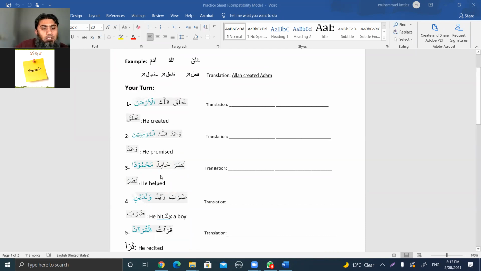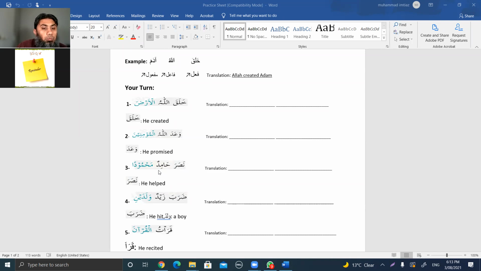Okay. Next one was Nasara Hamidun Mahmudan. Now, Nasara is fail madi. Again, how do I know this? First of all, we have learned the complete Nasara chart, which was our example or the model chart for fail madi. And secondly, you can see that a sound in the start and a sound in the end is a sign of madi. And it has the meaning of helping someone. And because Nasara is madi and it is number 1 in the chart, it has a built-in he. Nasara, he helped.